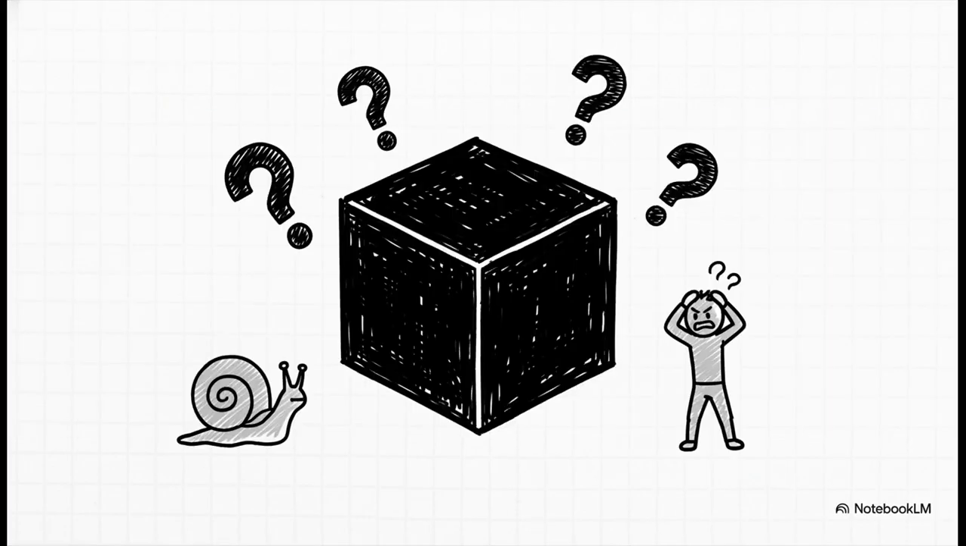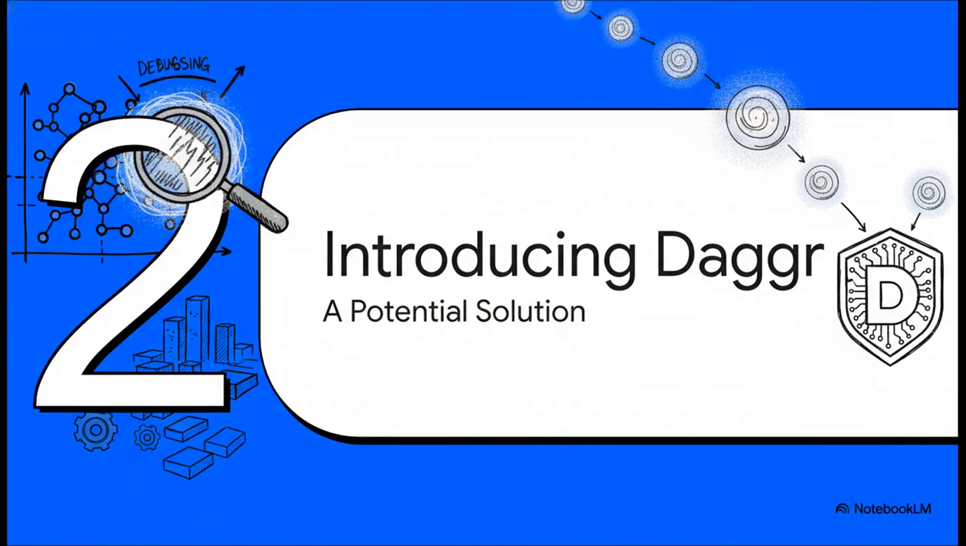This is exactly why traditional AI development can feel like you're working inside a black box. The whole process is slow, you can't really see what's happening in each individual step, and it is just plain frustrating. But what if there was a better way? A better way to not just build, but more importantly, to debug these things. Well, this is where Daggr steps into the picture.